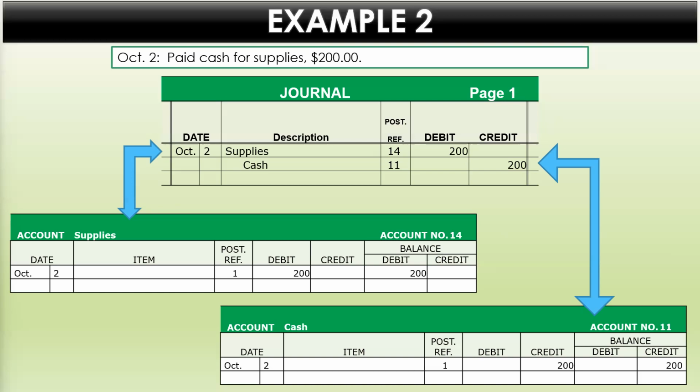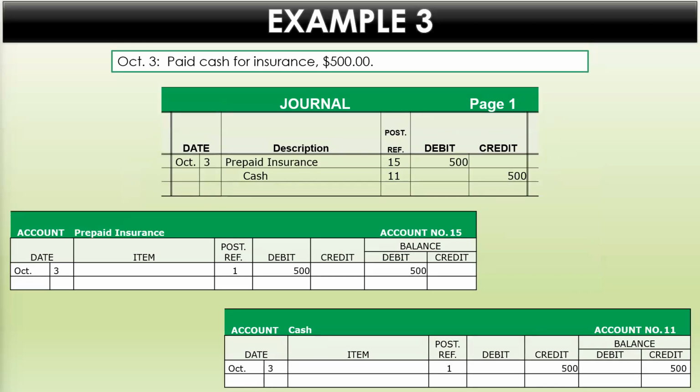Same thing with the cash ledger. We first enter the date, October 2. We enter the amount. It's a $200 credit. Extend the balance into the balance credit column. Post reference is 1 because that's the page number of the journal. Return to the journal, and then we'll need to enter the post reference numbers there. Beside supplies, we have 14 because that's the account number for supplies. And then 11 is the cash account number.